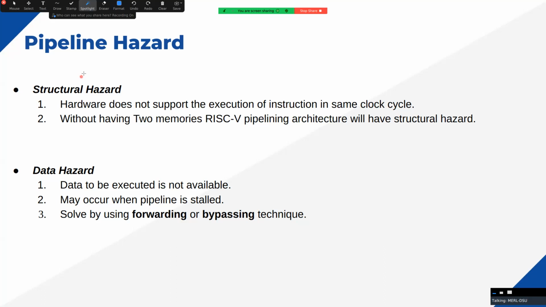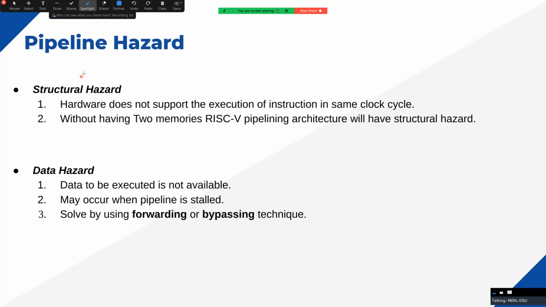The second structural hazard we can talk about is having only a single memory for the whole pipeline architecture. As we have seen in the implementation, I mentioned two different memories: one for instruction memory and one for data memory. Just suppose I have used a single memory, which can only have a single read/write port. So either I can fetch the instruction or I can read or write my data.